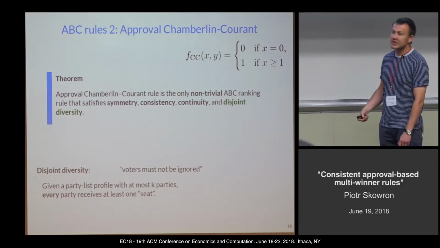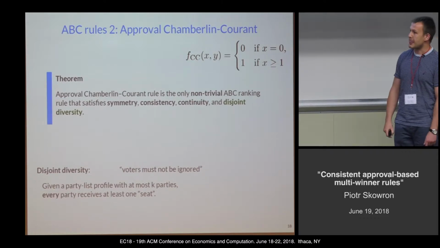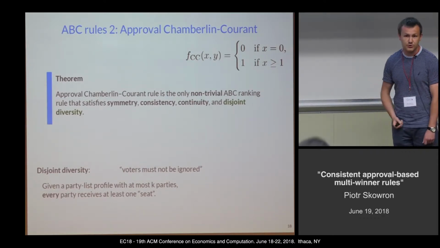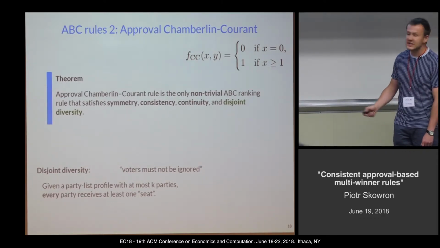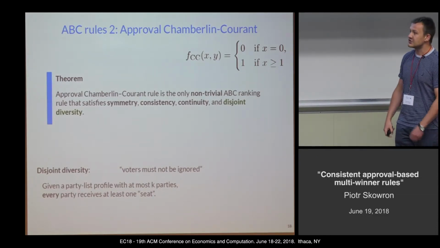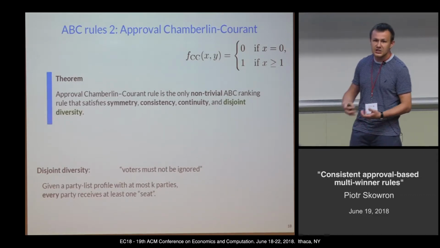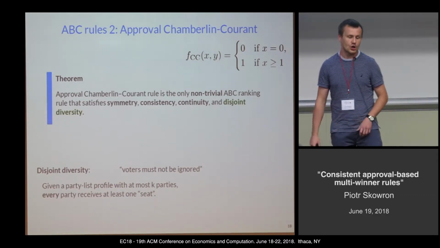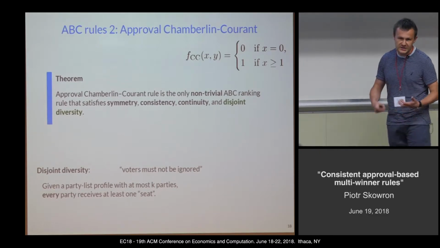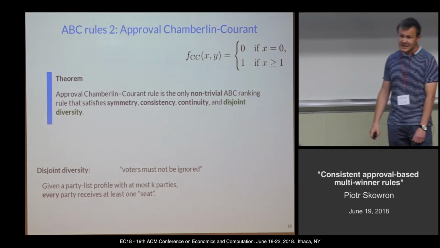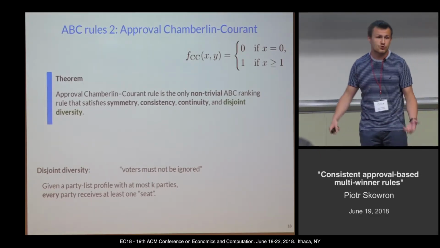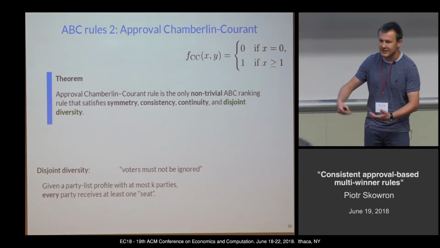Analogously, we obtained a characterization of approval Chamberlin-Courant rule by replacing D'Hondt proportionality by disjoint diversity. Basically, disjoint diversity says that if we have at most k parties, then each such party should get at least one representative. And in some sense, this intuitively says that voters should not be ignored and that we should respect the diversity of opinion.